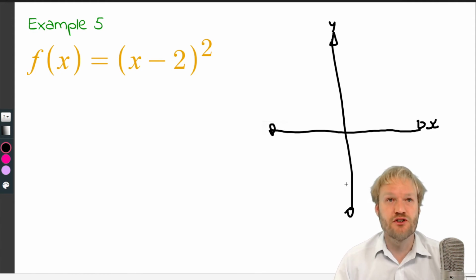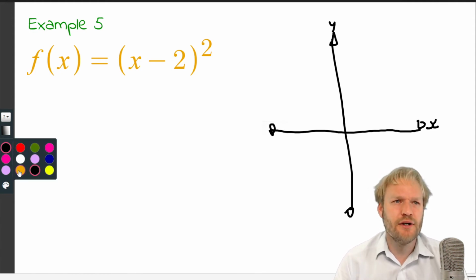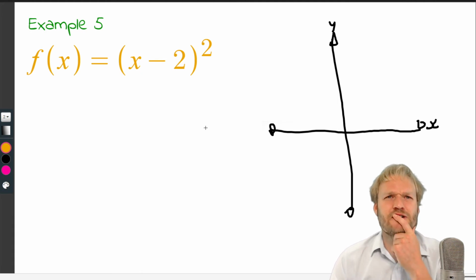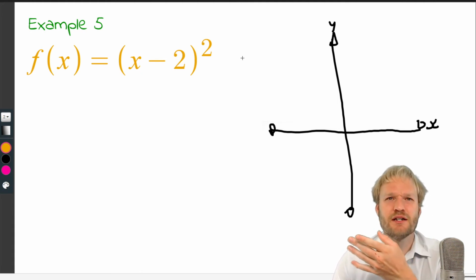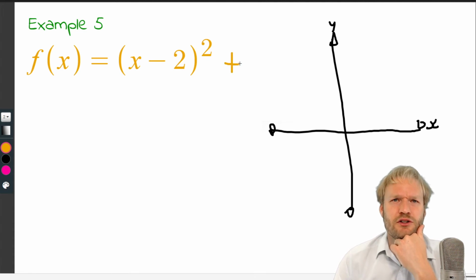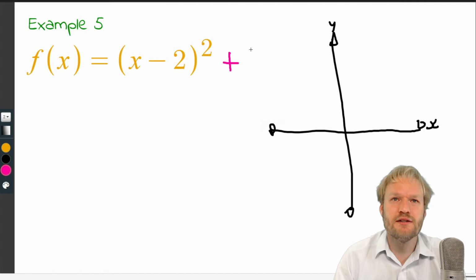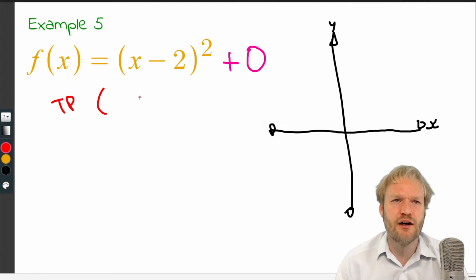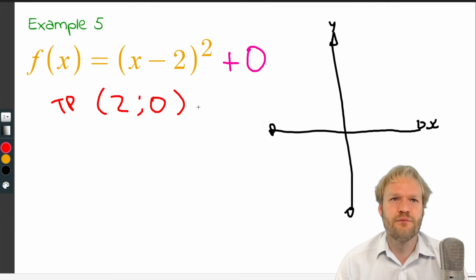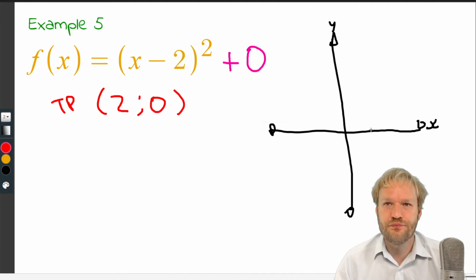Well, it's been given to us in turning point form. But it almost feels like, wait a second, it's always x minus something squared plus something. So maybe it's worthwhile just adding in plus 0. Then it's quite clear, or at least a little bit clearer. So our turning point now, we can see, well, we subtracted 2 and we've added 0. So there's our turning point, 2, 0. So let's put that down there.